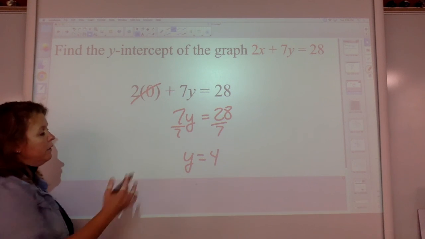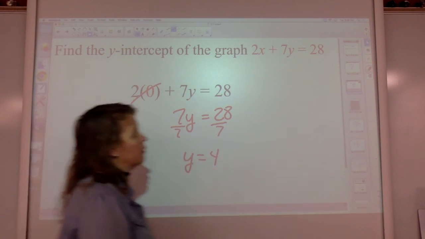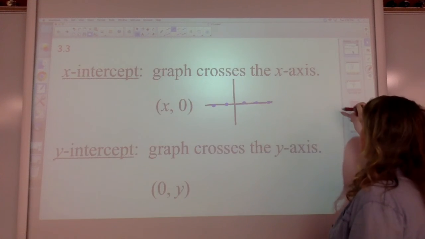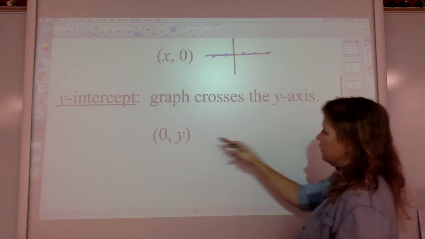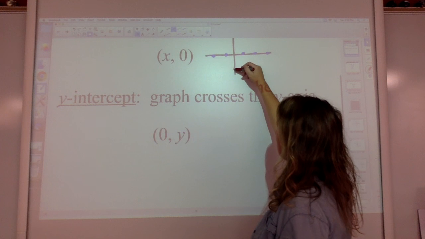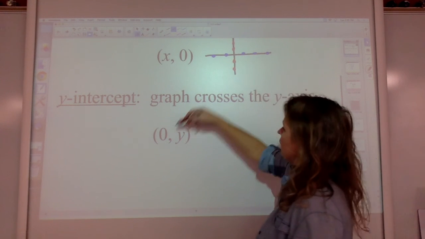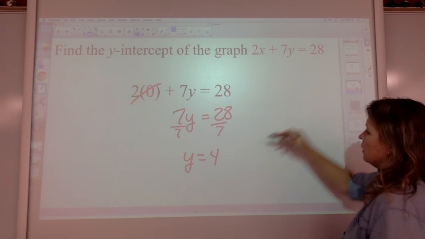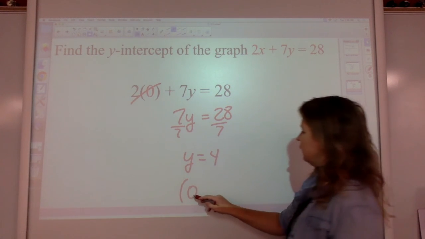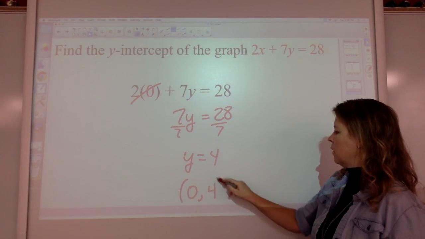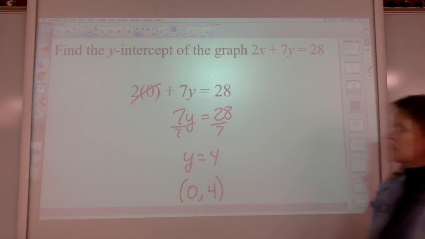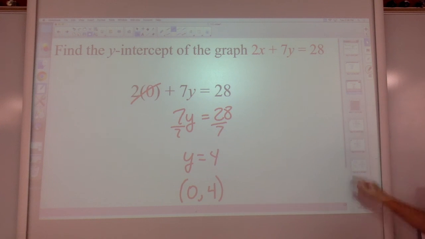But again, you don't leave your answer as y equals 4. Go back and check. A y-intercept says don't leave the y-axis. You can't go left, you can't go right, but you can go up and down. How far can we go up and down? We can go over, left and right, none, but we can go up 4 spaces. (0, 4) is your intercept.